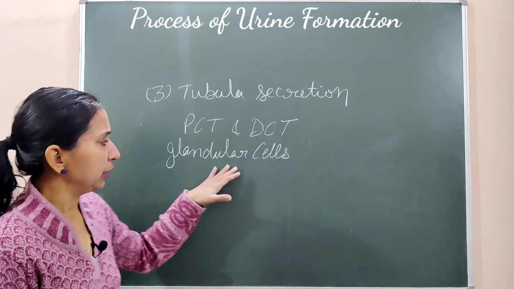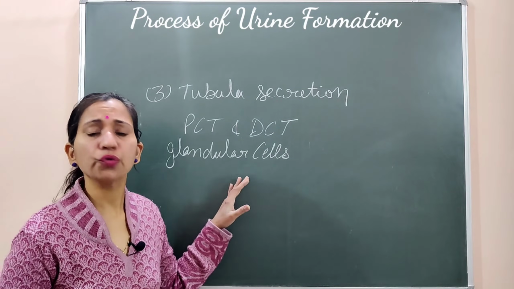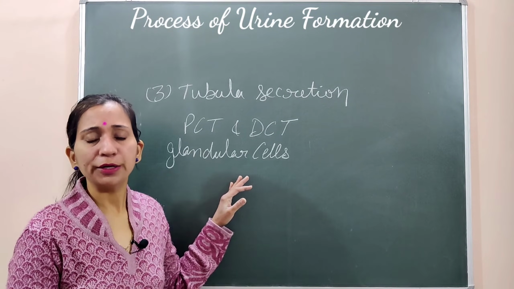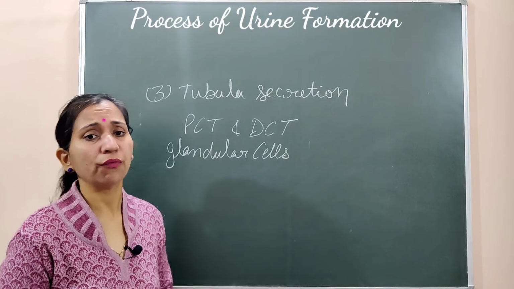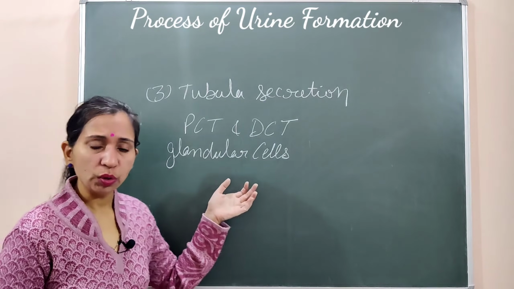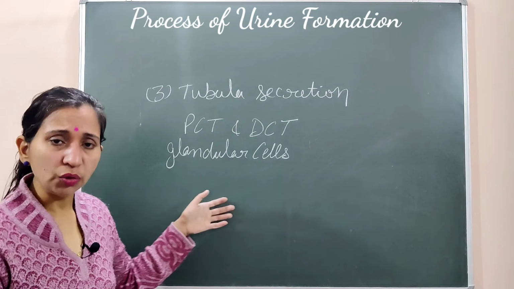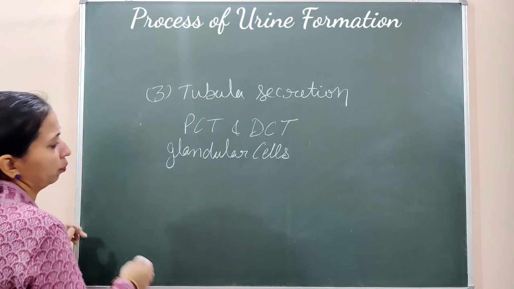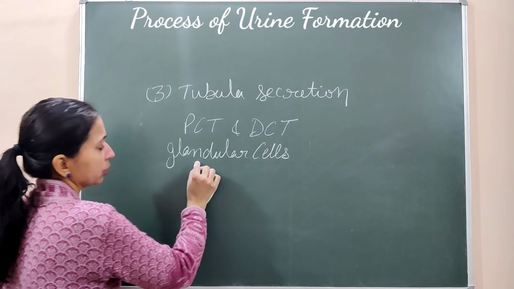What happened here? In this process, the glandular cells of these regions extract the waste from the blood by the peritubular capillaries, and then they pour it, or they secrete this waste, into the nephric filtrate, the filtrate which is passing through this renal tubule. That's why we are calling it tubular secretion. Let's see what waste they extract from the blood. कौन से waste हैं जो ये extract करके pour कर रही हैं filtrate के अंदर.